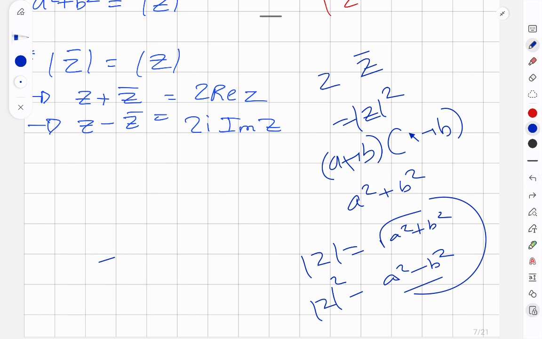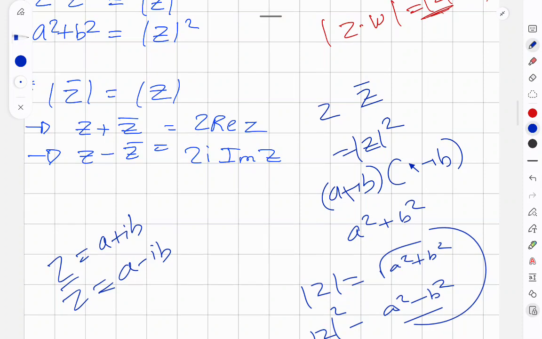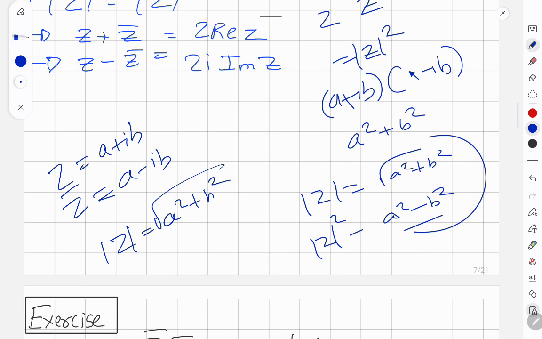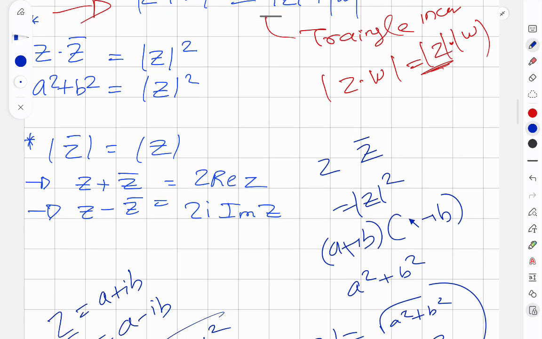So our z was a plus ib, so z conjugate will be a minus ib. I did the LHS and RHS, and I compared them, the same. Got it? And you know the formula of this thing is the square root of a square plus b square, and that is the modulus.